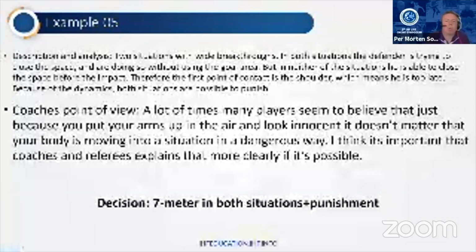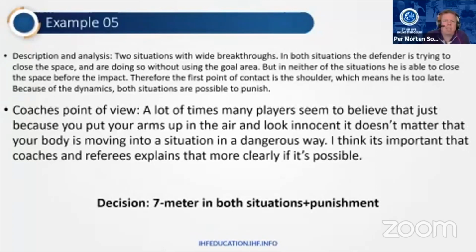Yeah, and here we also see something similar to the situation from the World Championship final. We have 2 situations with quite wide breakthroughs. In both situations, the defender is trying to close the space, and they are not using the goal area. This is not the point here.